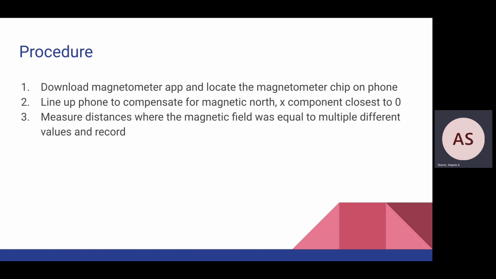The procedure for this lab was to first download the magnetometer app on your phone, and then locate the magnetometer chip on your phone, and then line up the phone to compensate for the magnetic north, which is where the x component of the magnetic field is closest to 0. After you have them aligned, you're supposed to measure the distances where the magnetic field was equal to multiple different values, and then record the magnetic field magnitude at those distances.